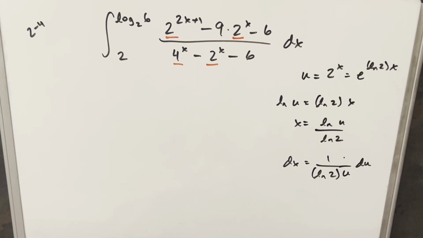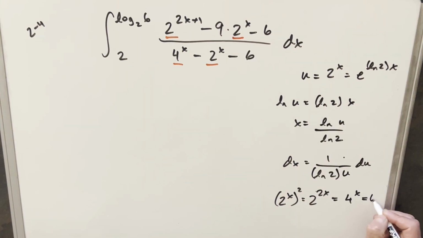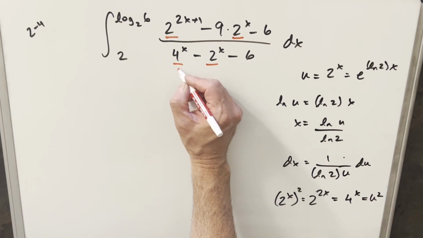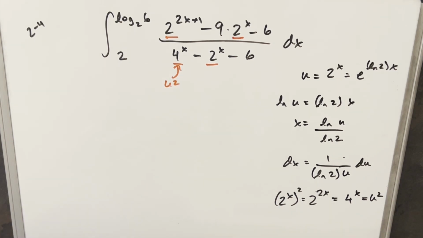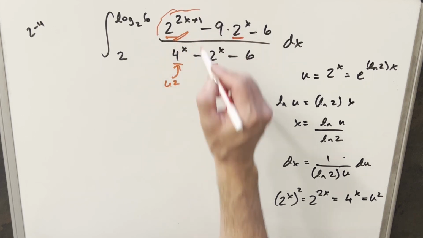And one other thing I want to do before I actually do the substitution, I just want to notice if we have 2^x squared, by exponent properties, this can be written as 2 to the 2x, or we can bring this exponent onto the 2 and we can write this as 4 to the x. And so again, 2 to the x is just u, so this expression of 4 to the x can be written as u squared. And so that's just so that we know that this right here is going to be u squared.